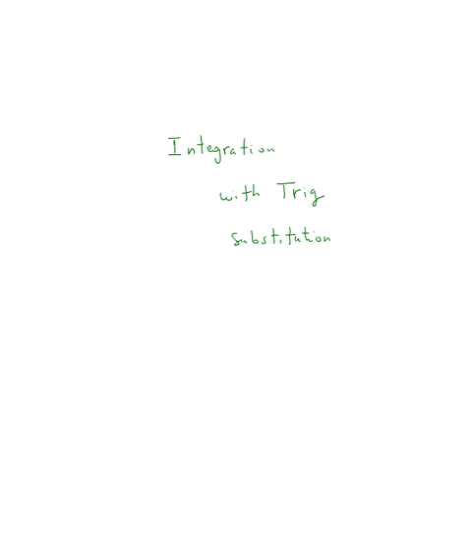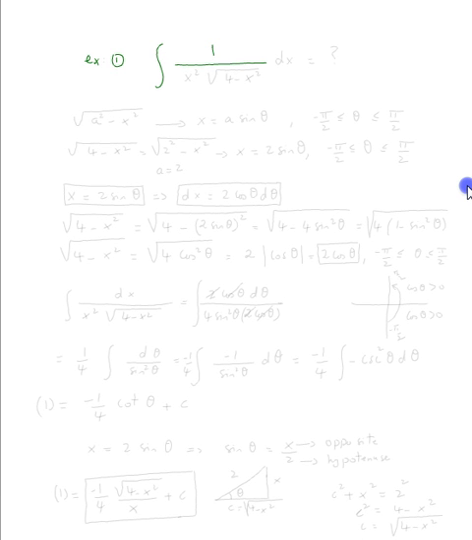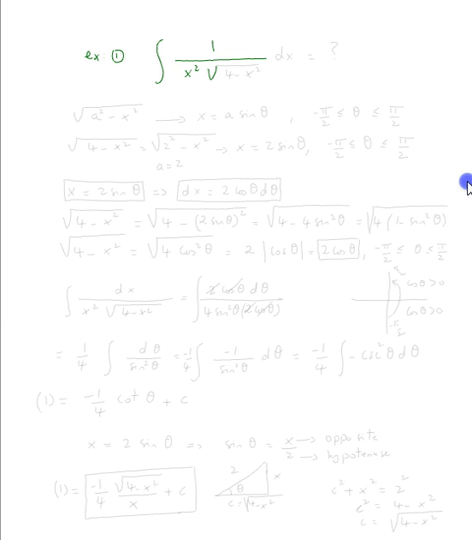Integration with trig substitution. Let's do example 1. Let's try to evaluate the integral of 1 over x squared square root of 4 minus x squared dx. First, you should always consider whether an integral can be done directly with a simple substitution or by parts. Since none of these methods help here, we consider trigonometric substitution.